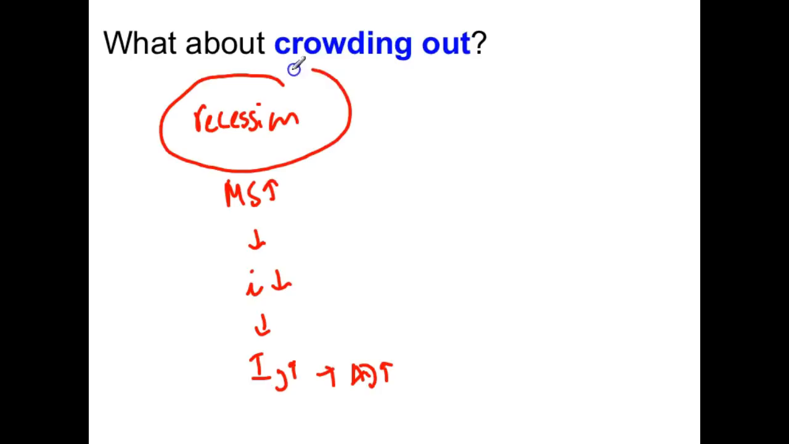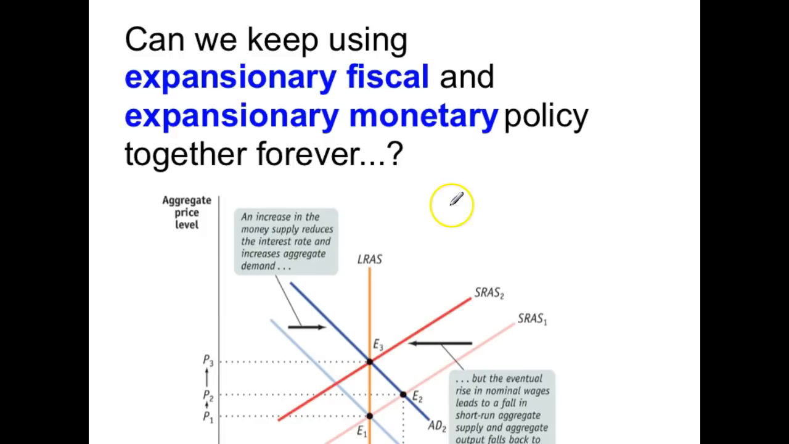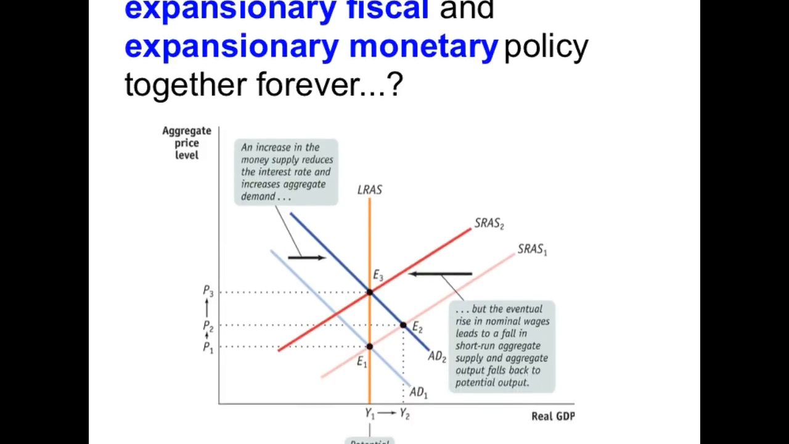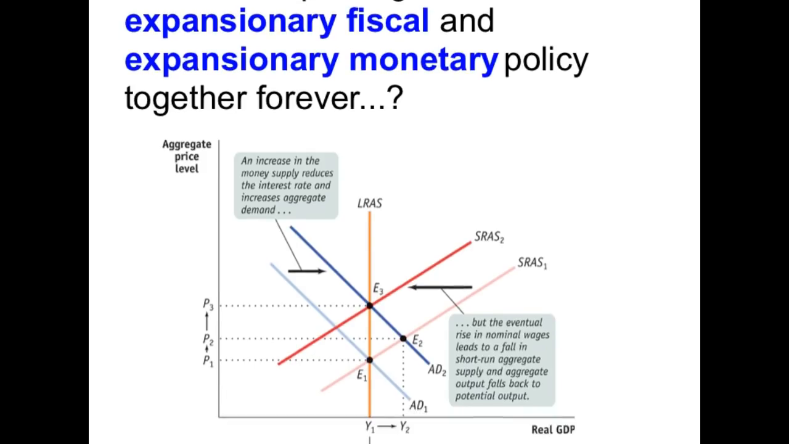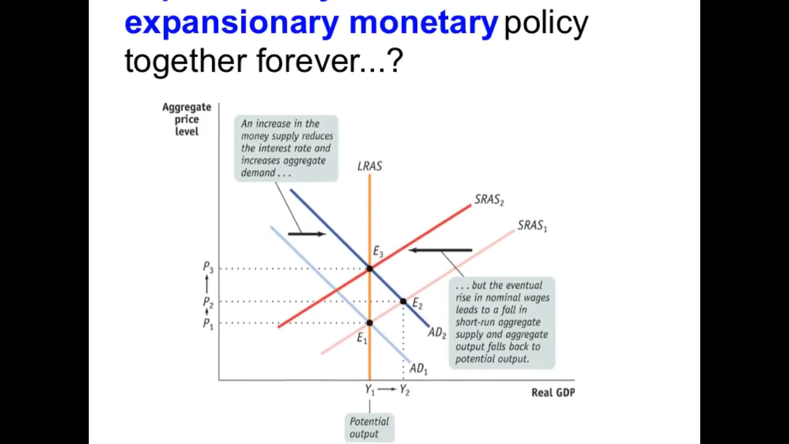So one of the things that you've already seen is that if we use fiscal and monetary policy together, then you can neutralize the interest rate impact of your expansionary fiscal policy. So can we keep using them together forever? I mean, can we just do this? Like, oh, we're in a recession, so we'll increase government spending and we'll increase the money supply. So you can see here, this looks like a great idea, right?